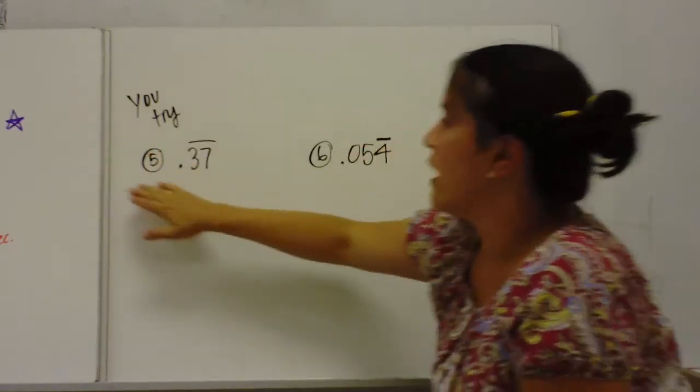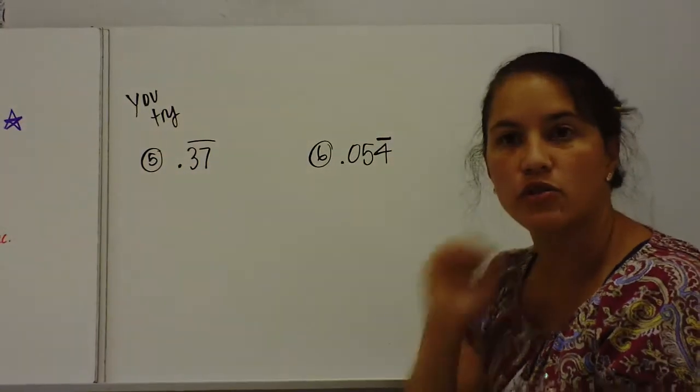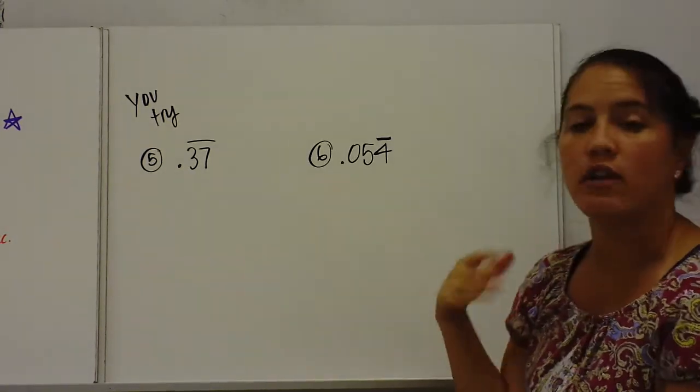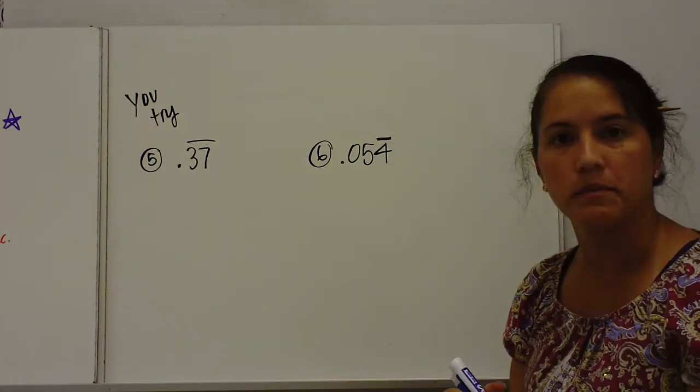All right, so now you try 5 and 6 on your own. I want you to pause the video, try these repeating decimals on your own, and then press play when you're ready to see me go over them.